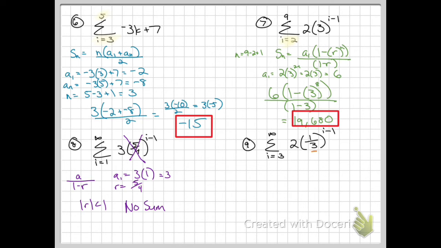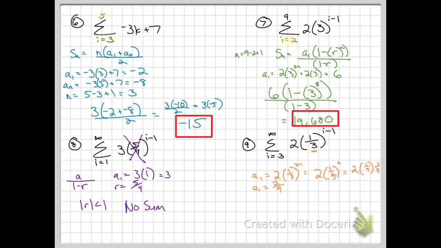In number 9, I can see r is 1/3. r is definitely less than 1 for number 9. a1, plugging in the 3, right? 2 times 1/3 to the 3 minus 1, or 2 times 1/3 squared, or 2 times 1/9, or 2 ninths. Let me write that over here.